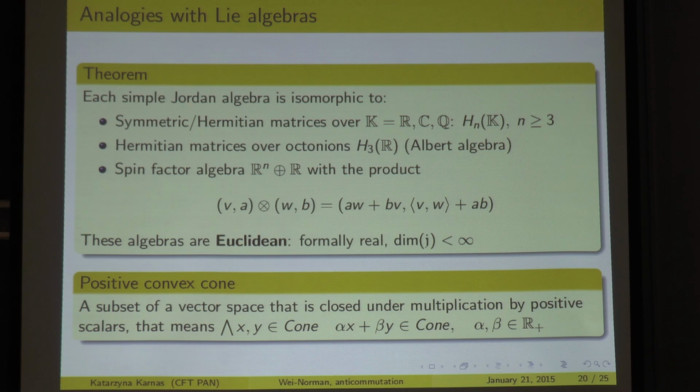Of course, the Jordan algebra is semi-simple. It could be decomposed into a direct sum of simple algebras.